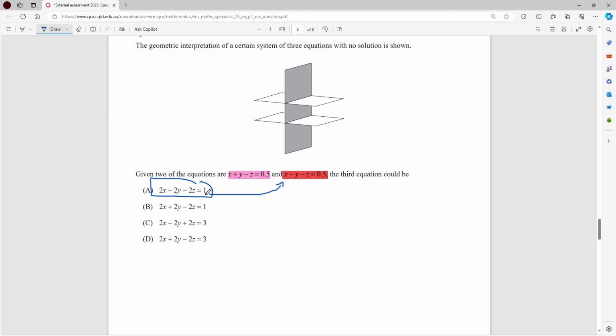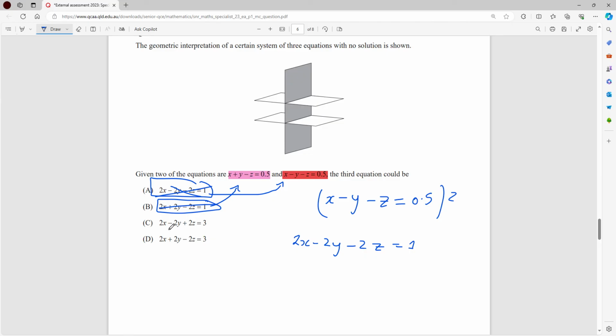But it isn't just parallel, it's the exact same equation. Because if I had x minus y minus z equals 0.5, and I times that whole thing by 2, I get 2x minus 2y minus 2z equals 1, which is the exact same equation here. So it's not this one. Even though it's parallel, it would mean this plane is sitting directly on top of it. So that's not the correct answer. The rest of them aren't parallel at all. This one is parallel to this one, but it's the exact same equation, so it's not that one either.